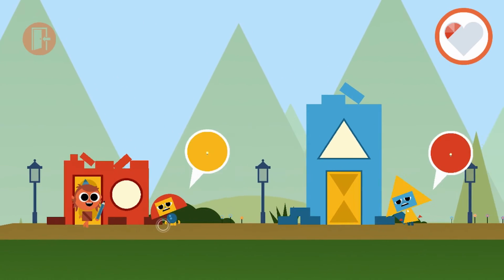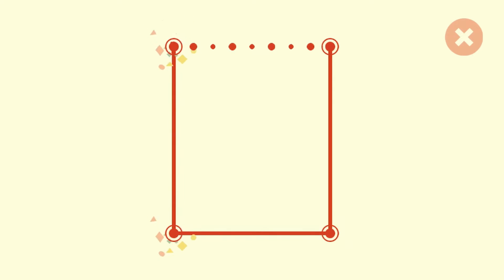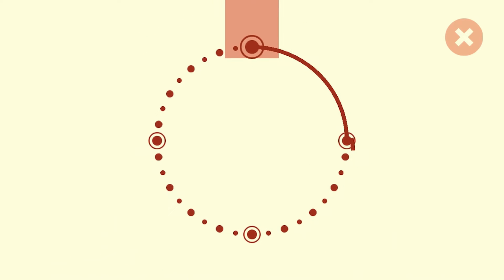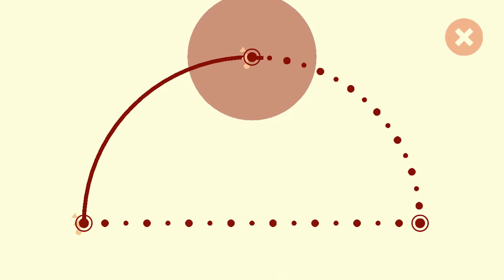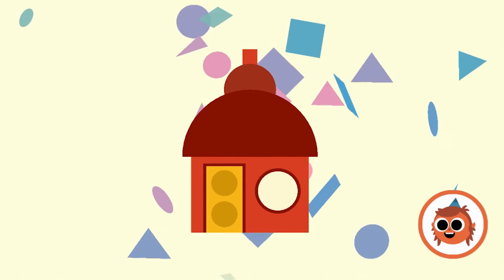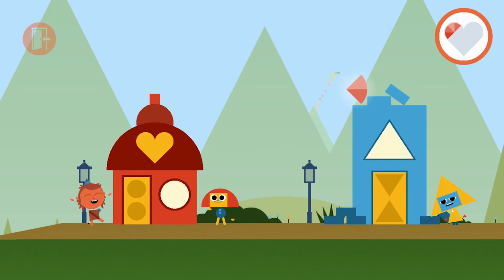Uh-oh, it looks like this whole town has been destroyed. We better help out fixing all of these houses. Here's a circle, and a semicircle. Do you think this is the roof? That's one house fixed. A nice red house with a heart on it.